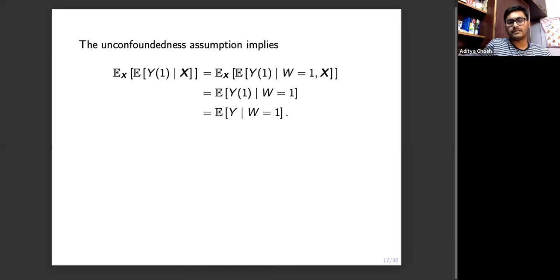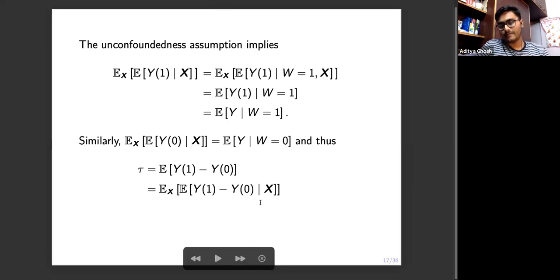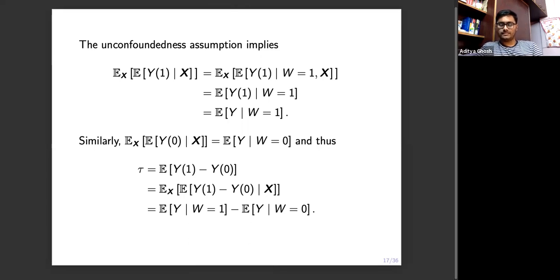Similarly, we can replace these ones by zeros and get this relation, and then just subtract one from the other. Recall that tau was the expectation of y1 minus y0, and we can write it as this, conditioned upon x, and then use the above two relations to write it like this. So this expression is derived just from the unconfoundedness assumption, and it will motivate how we want to estimate tau in this setup.